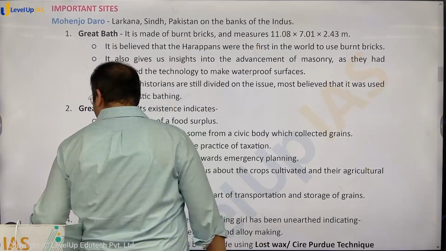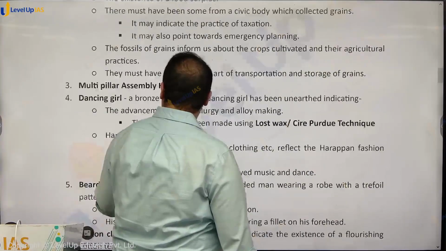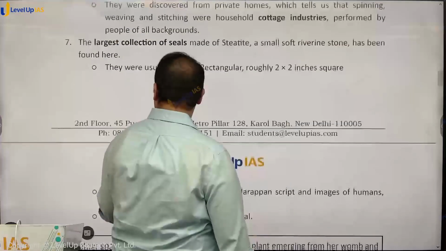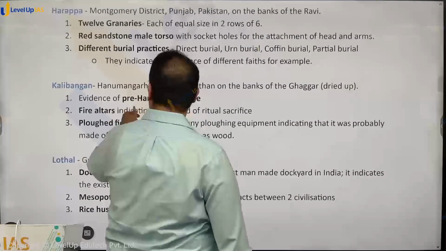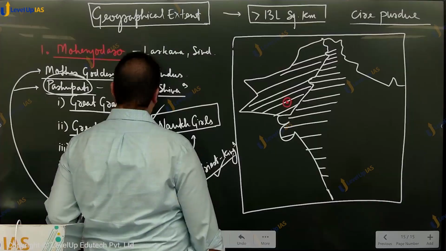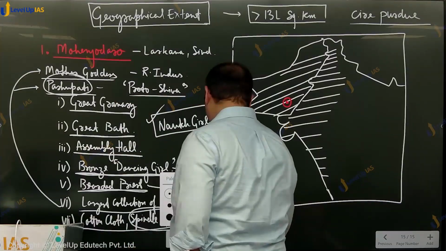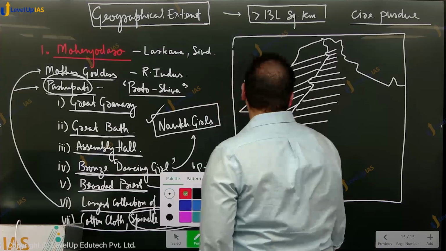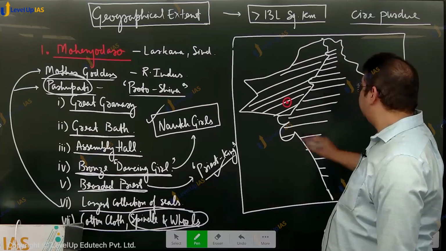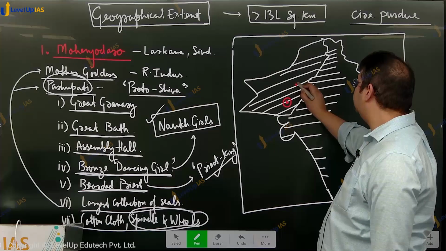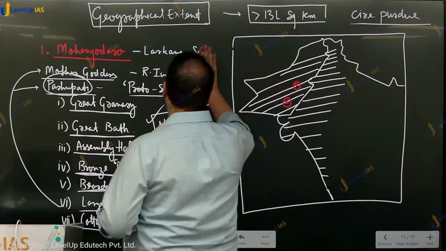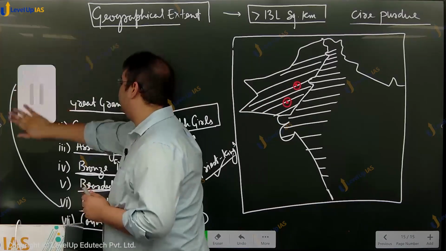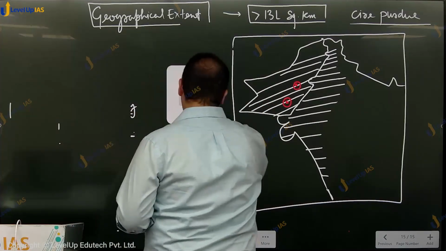So that was Mohenjo-daro. Next important site, which is it? Harappa. Where is it located? On the banks of the river Ravi in the Montgomery district of Punjab, present day Pakistan.